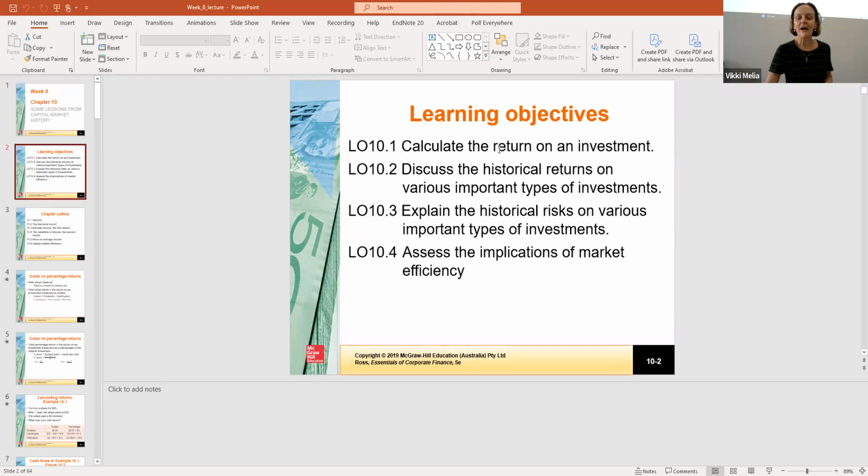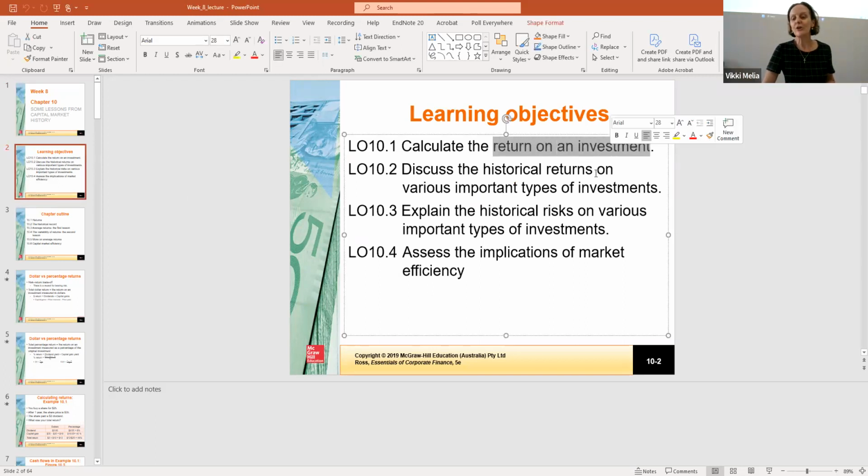So we'll talk about how we calculate what's called return on investment. Whether you're a financial manager or whether you're just an investor, you would be very interested to know what sort of return you're earning on your investment. And we'll talk about how we can measure the return in dollars and as a percentage, as a rate of return.